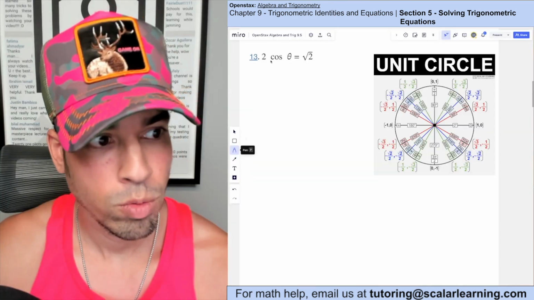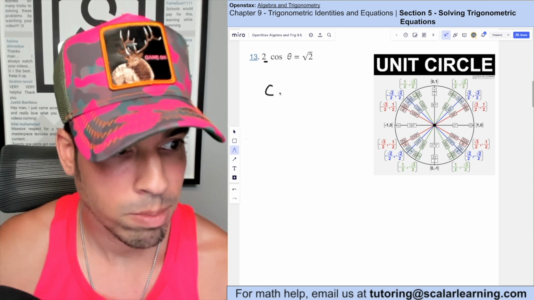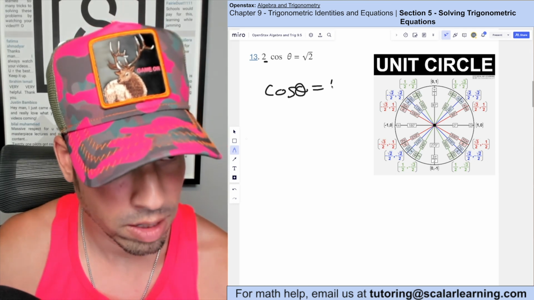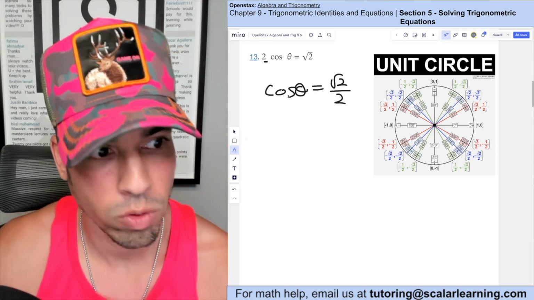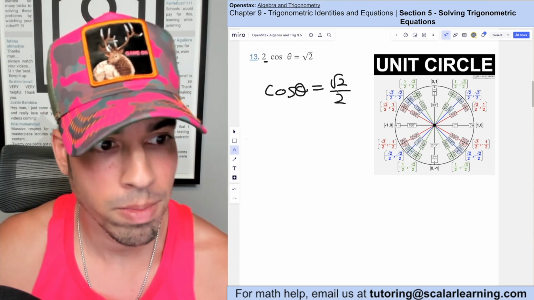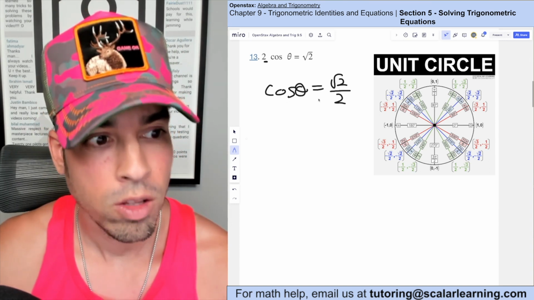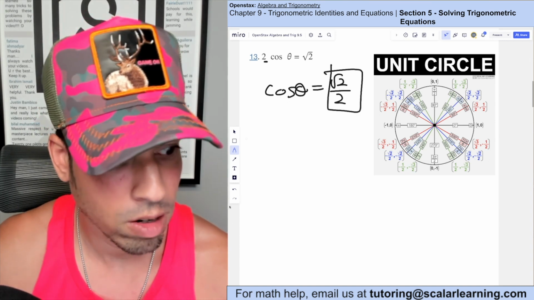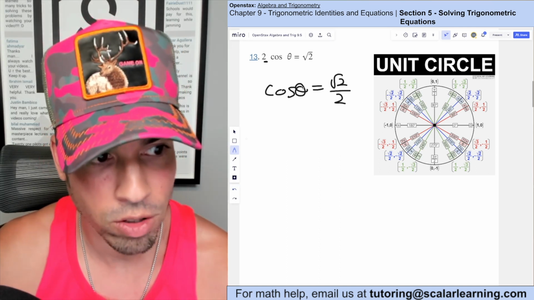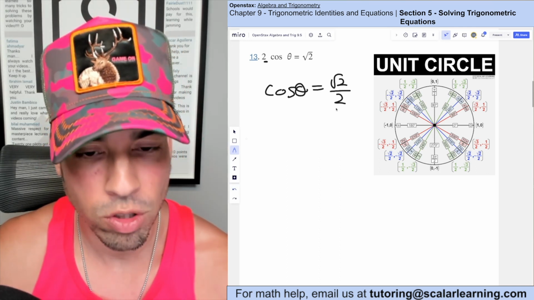Done. So for this one, we're going to start by isolating by dividing both sides by 2. So I have cosine of theta equals rad 2 over 2. Now, this is saying cosine of some angle is rad 2 over 2. Looking on the unit circle, cosine links up with the corresponding x values. So where do I see rad 2 over 2 as an x value?